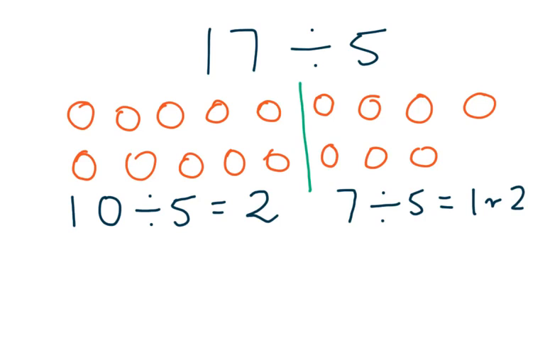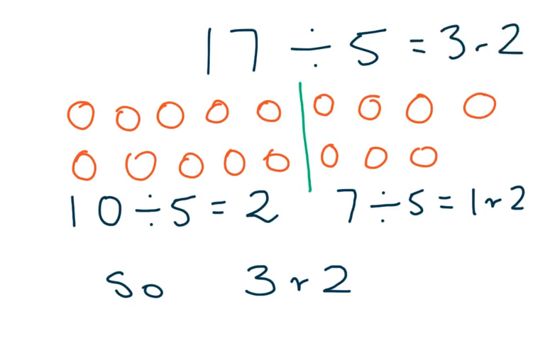And as we know, a leftover is called a remainder. So from the first split group, they get 2 each, then they get 1 each from the second split group, and there's 2 left over that I don't share out. So they get altogether 3 apples each, and I still have my 2 remaining. So 17 divided by 5 equals 3 remainder 2.